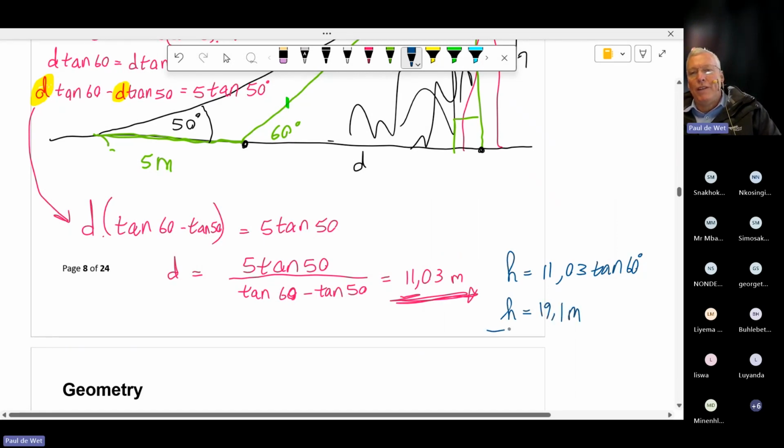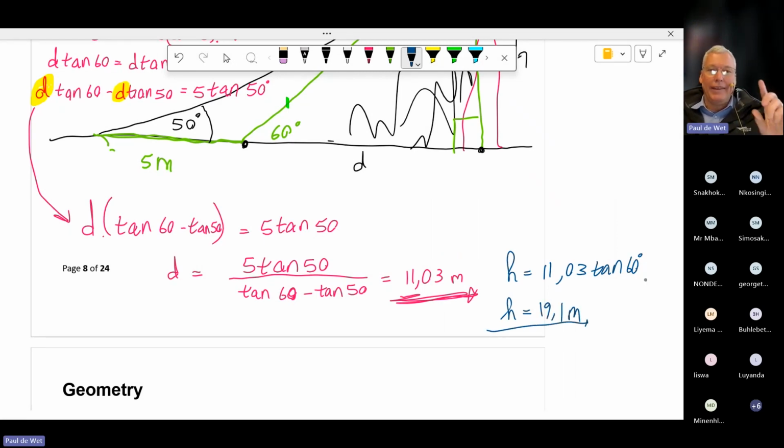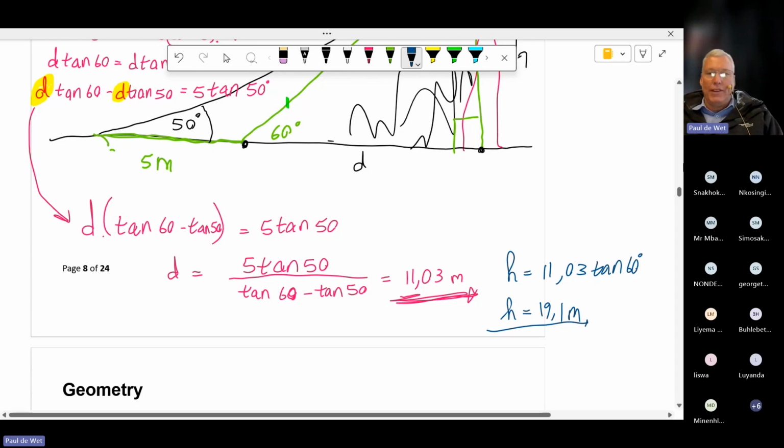Now, I'm hoping you appreciate this. This is quite clever because I didn't ever get to the base of the tree. I didn't even know how far I was from the tree. All I knew was that when I walked a certain distance, I knew the two different angles of elevation. And using simultaneous equations, I can solve this.